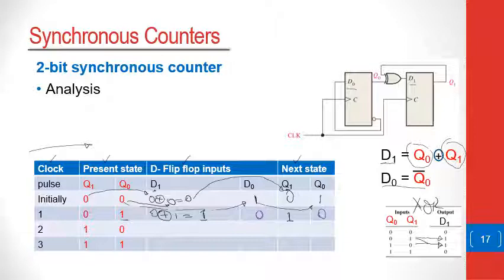And then in this case, we have D1 as 1 exclusive OR of 0, which is 1. And because of that, we're going to have the next state as 1. For Q0, we have a 0 here, which means the inverse, or the complement, of that is going to be a 1. And because we have a 1 here, the next state is going to be a 1.